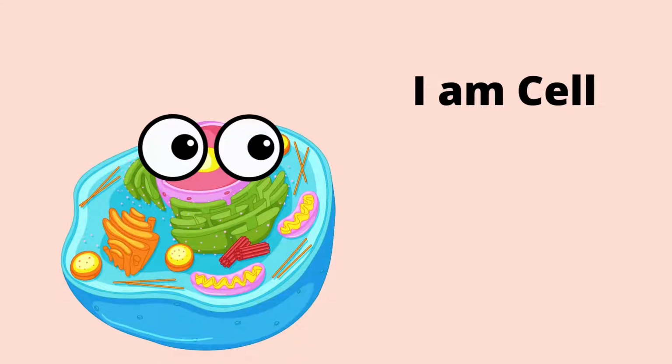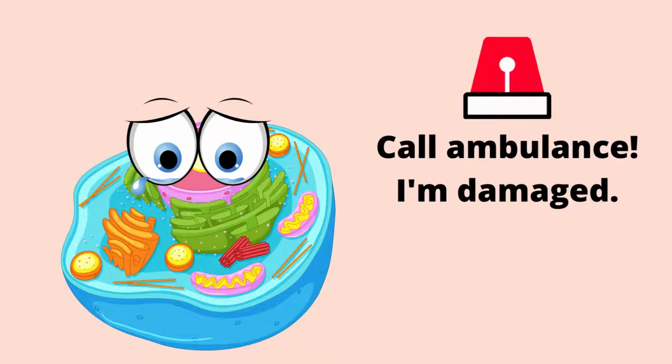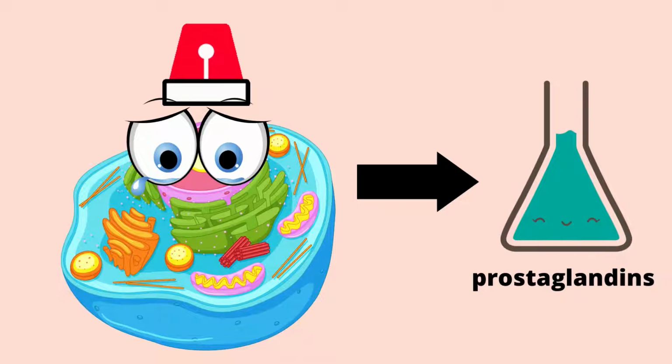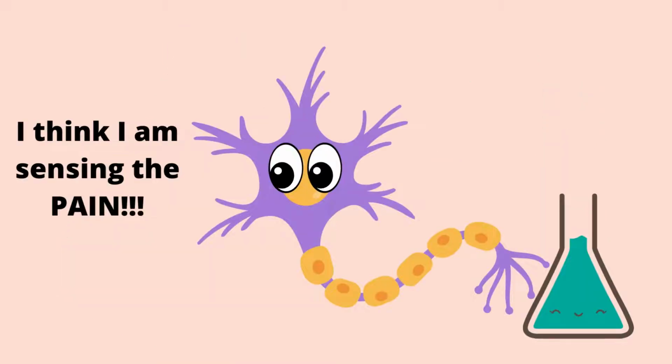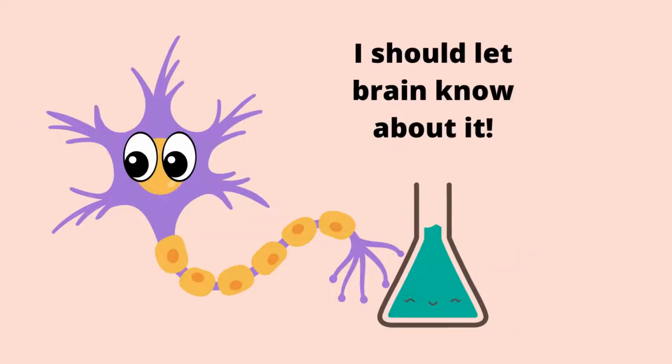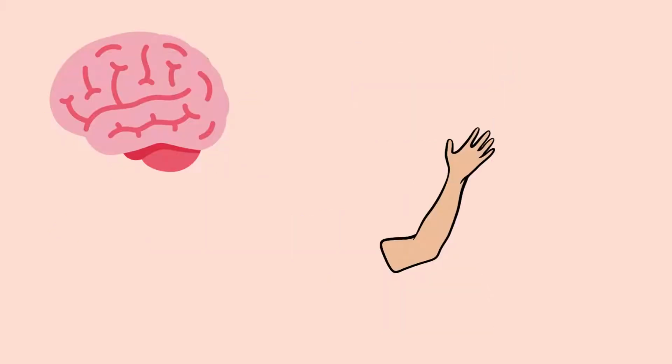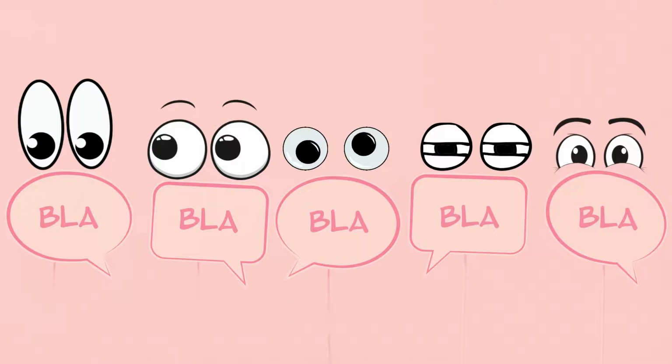When cells in our body are injured or damaged, they release chemicals called prostaglandins. These special nerve endings that sense pain are very sensitive to this chemical. When prostaglandin is released, the nerve endings respond to it by picking up and transmitting the pain and injury messages through the nervous system to the brain. They tell the brain everything about the pain, like where it is and how much it hurts.